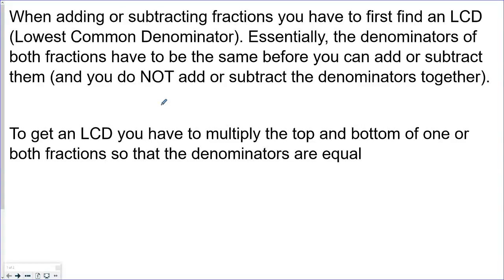So we're going to be looking at how to add and subtract fractions. This is a very common skill used a lot. And it's not necessarily too difficult. It's just a little bit strange at first, but once you get used to it, it shouldn't be too bad.